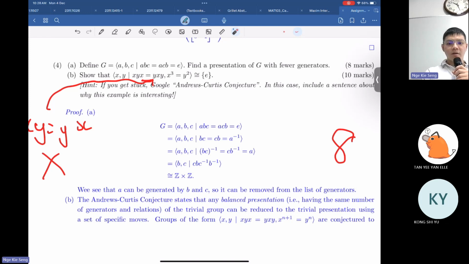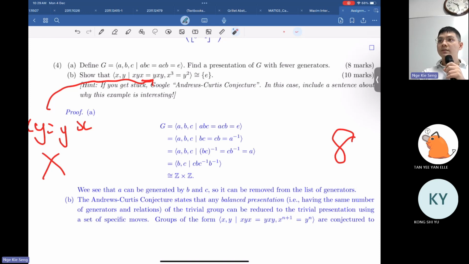Why is it an isomorphism to Z cross Z? Then you need to form the surjection. Okay, you need to find the surjection. So you need to send B to where? Send C to where? Where do you need to send B and C to see this isomorphism here? Any idea?